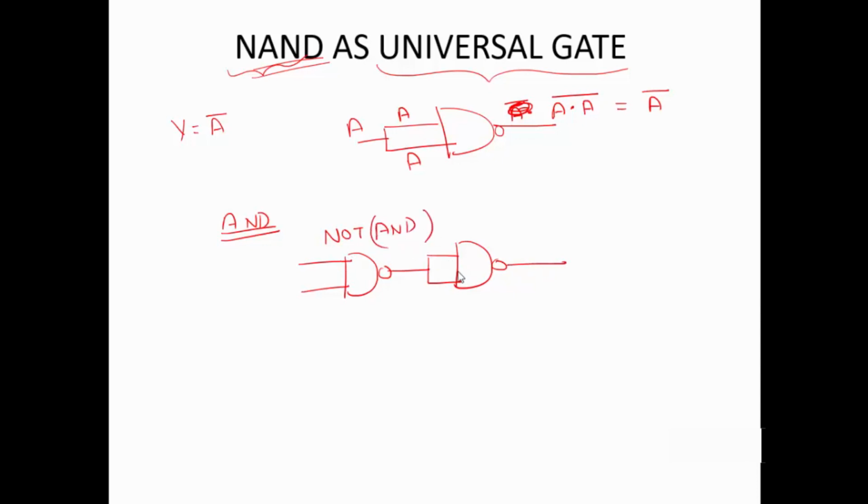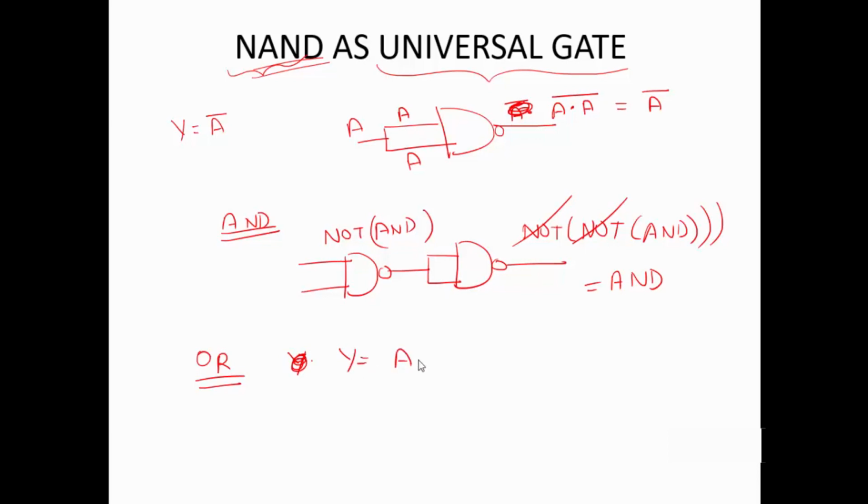And if you apply one more NOT gate here, it will be NOT of NAND, and this NOT will cancel out, it will give the AND gate. Similarly, if you want to implement the OR gate using NAND gate, what is the equation of the OR gate? There is one trick, not a trick, there is a concept. How to generalize it? This is the equation of your OR gate.